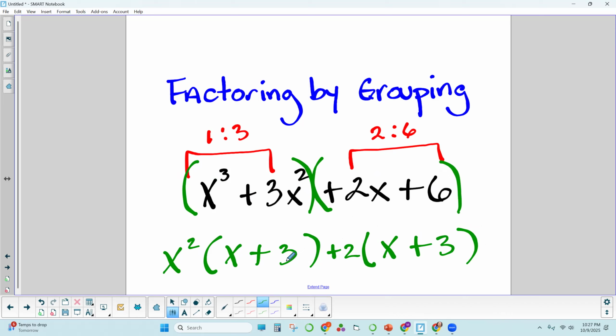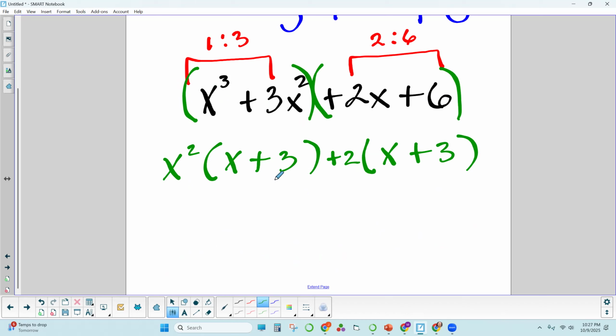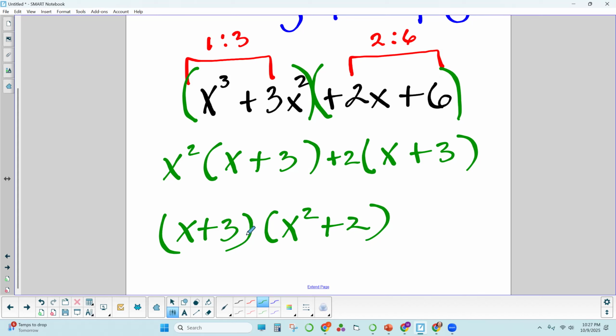Now, if I do the math right, these two terms should have a common factor, which, as you can see in parentheses, is x plus 3. So I can factor that out, and what I'm left with is x squared plus 2. And that is my factored form. We always want to make sure we can't factor any further, but as you can see here, neither of these can be factored. We are done. Okay?